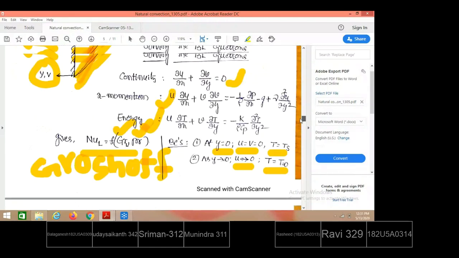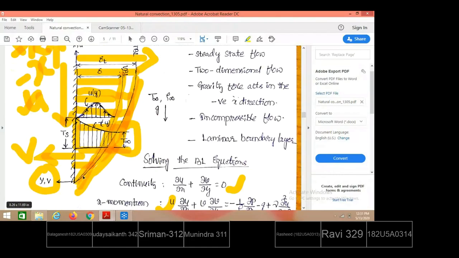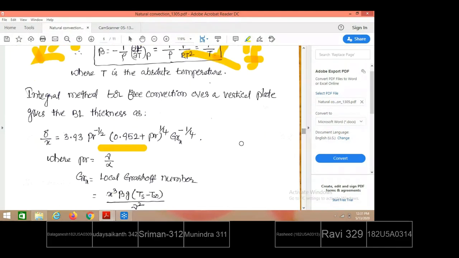You see here, the boundary layer thickness at the bottom of the vertical plate is 0. From here it gradually increases, and at the top the maximum boundary layer thickness is obtained. At any level, the equation to be used is this one. This is the boundary layer thickness at the chosen height x from the bottom of the vertical plate: 3.93 times Prandtl number to the power of minus 1 by 2, and so on, with the Grashof number at that position.